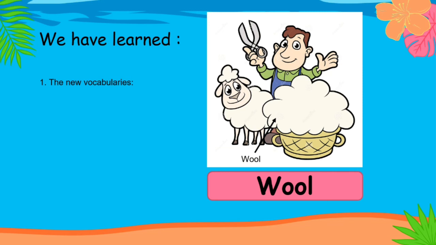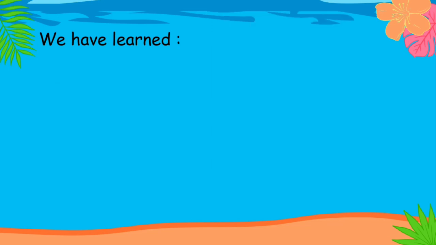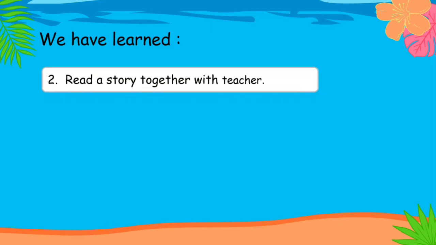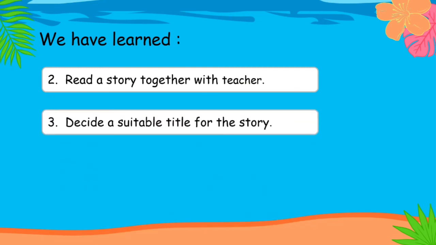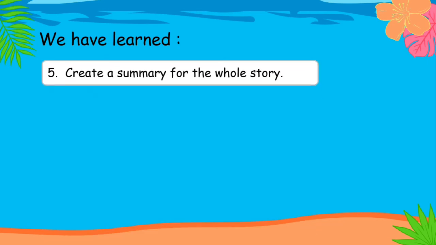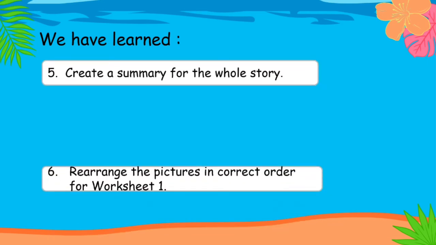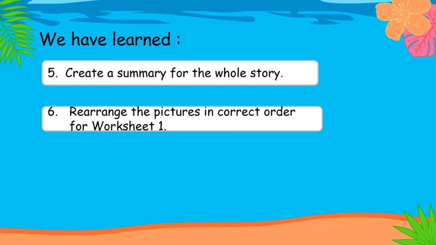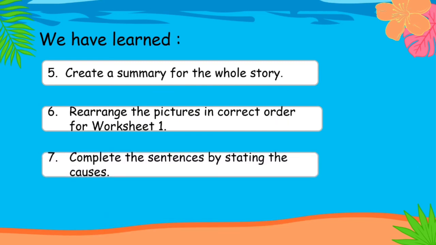Alright. We also have learned, okay, so what we have learned today, we also learned to read a story together with the teacher. We also decide a suitable title for the story. Still remember, we choose the wishing fish, the title for the short story. And number four, we also answer the questions to check your understanding. We also create a summary for the whole story. We rearrange the pictures in correct order for sheet 1. We also complete the sentences by stating the causes.